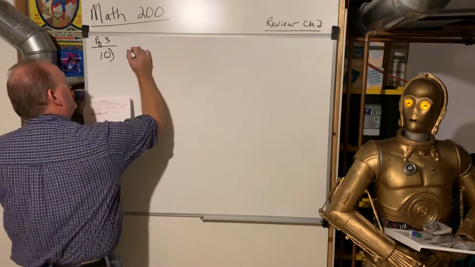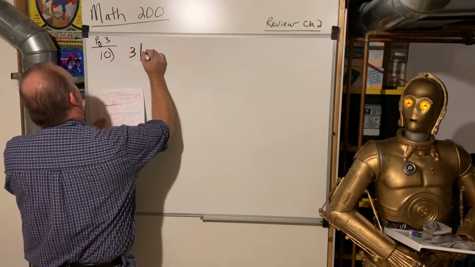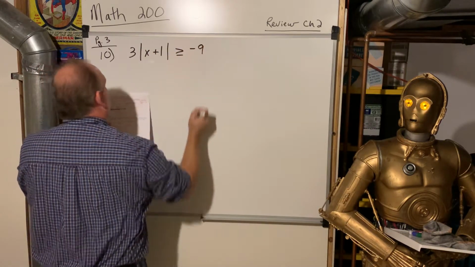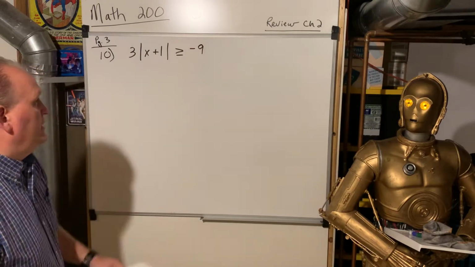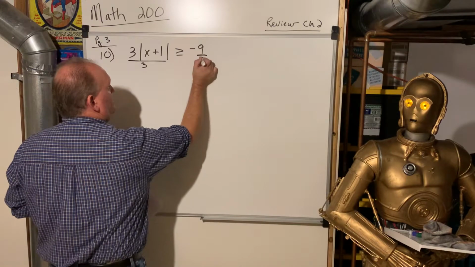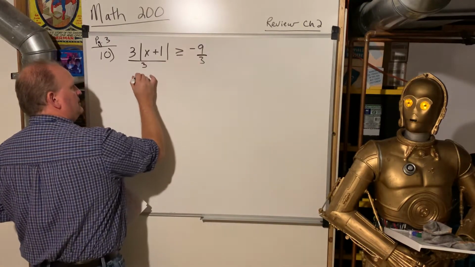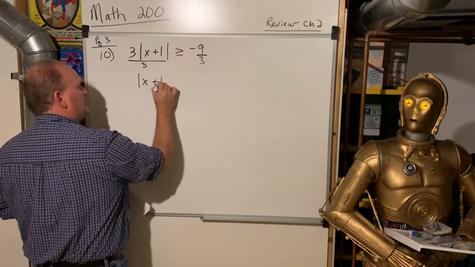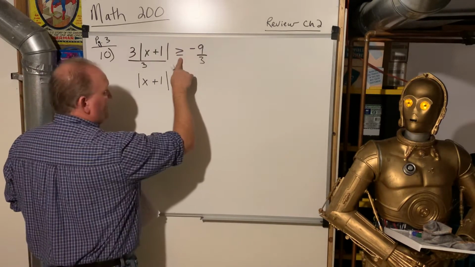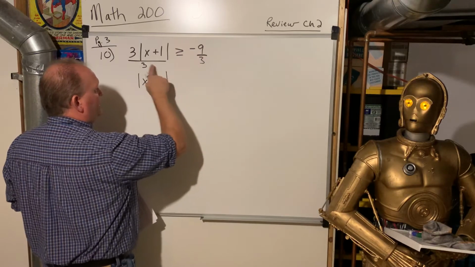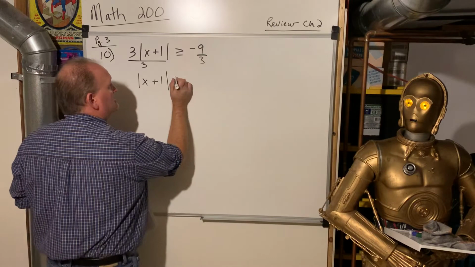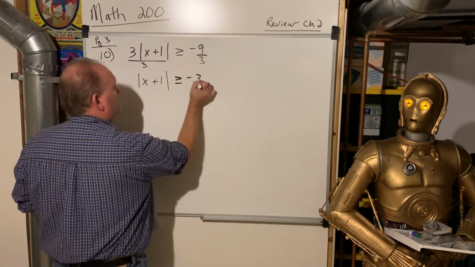Solve 3 times the absolute value of x plus 1, which is greater than or equal to negative 9. So what we're going to do is first divide both sides by 3, and that isolates the absolute value. That's always the first stage: we get the absolute value all by itself. We do not flip-flop that sign. It's a negative divided by a positive. You only flip-flop the sign if you're dividing both sides by a negative. So that stays greater than or equal to, and then negative 3.